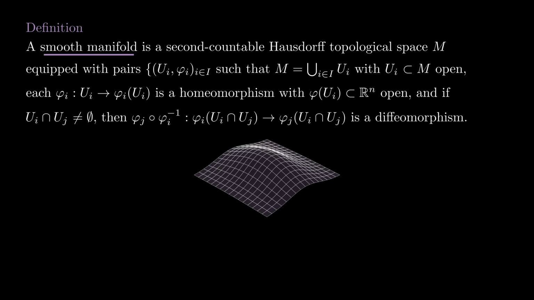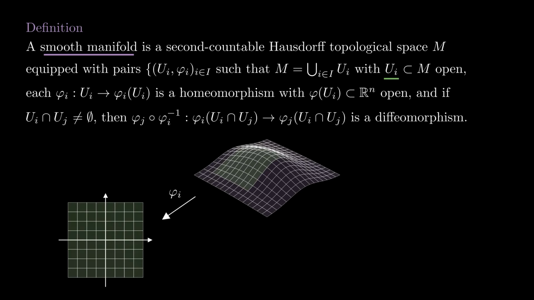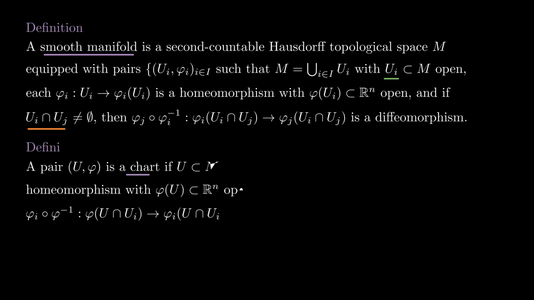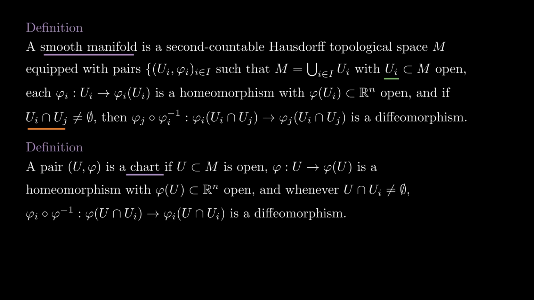This means that there is a family of pairs (U_i, phi_i) where the U_i's are open sets that cover our manifold, and the phi_i's are homeomorphisms between the sets U_i and an open set in R^n, with the property that whenever two of the U_i's intersect, the map phi_j composed with phi_i inverse is a diffeomorphism between two open sets in R^n. The pairs (U_i, phi_i) will be called charts.